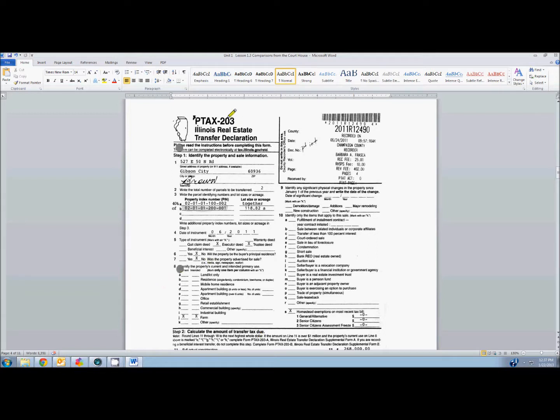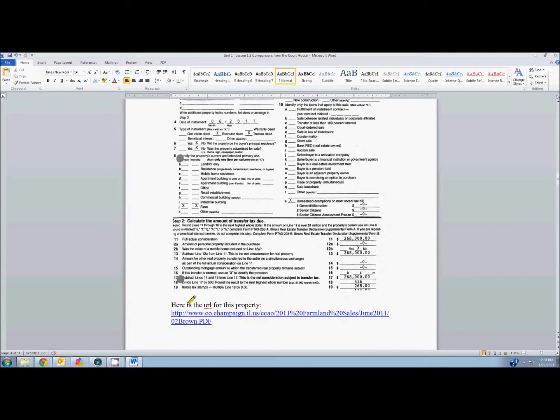What we find here is the location. We see that it's 2 parcels sold together for a total of 118.82 acres, and we have the property tax ID numbers right here. It's important to know those when we want to look up the productivity index. And we can see that this is a farm. There are more pages to this, but these are the ones that I wanted to get. And the farm, those 118 acres, sold for $268,000.